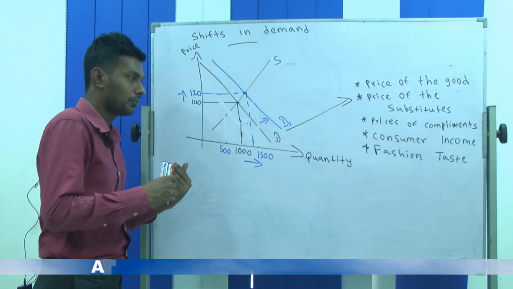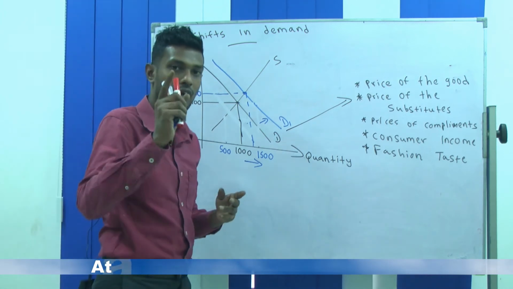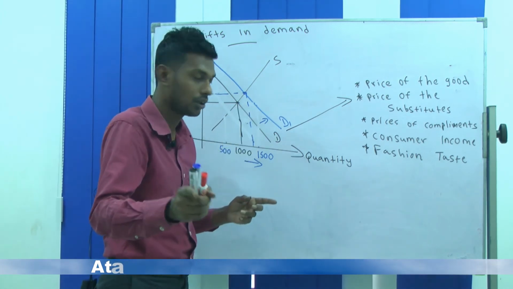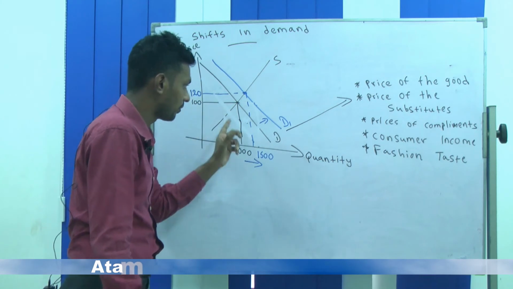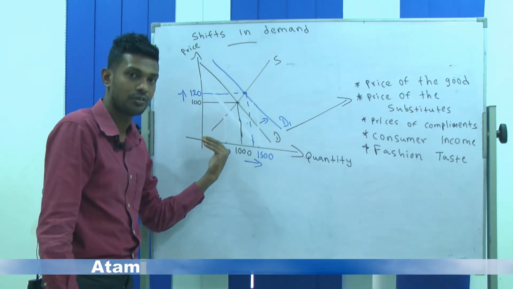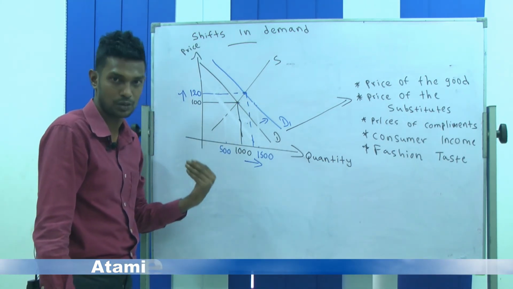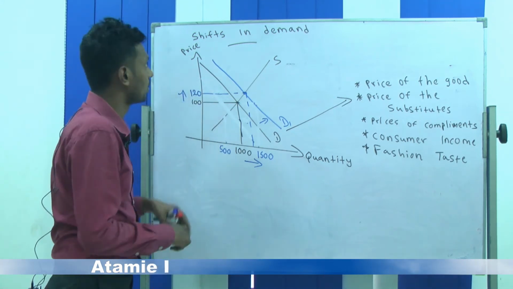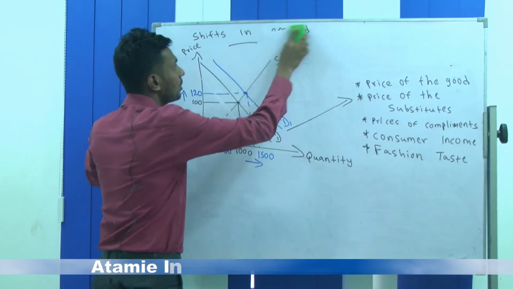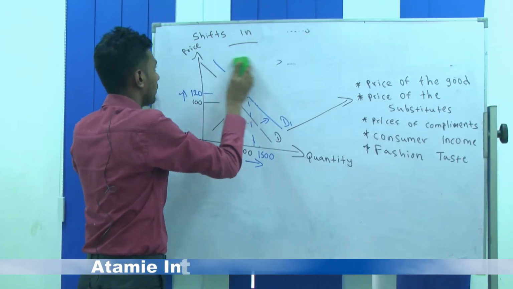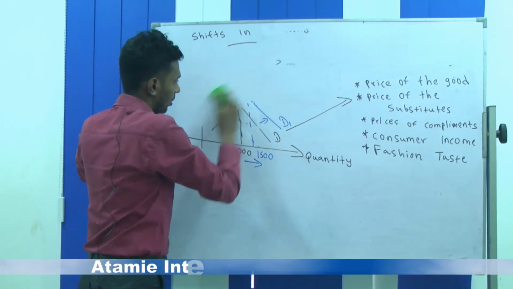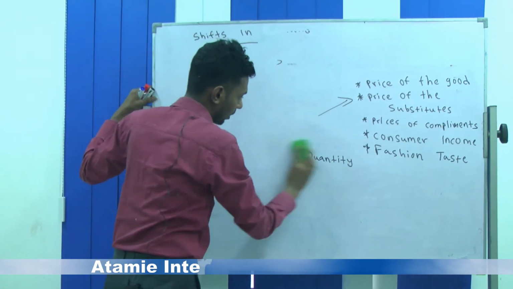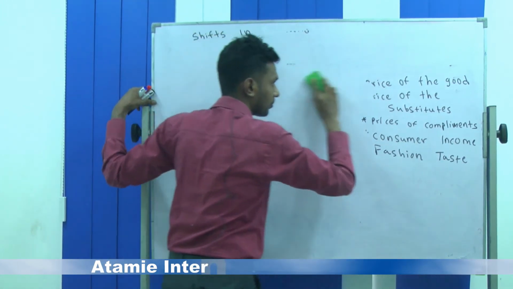So the opposite, right? What you have to do is, you all have to answer the question, you all have to show me the shifts, a leftward shift of the demand curve, and you all have to explain it. And now we are going to move towards the shifts in supply. An increment and reduction in supply.